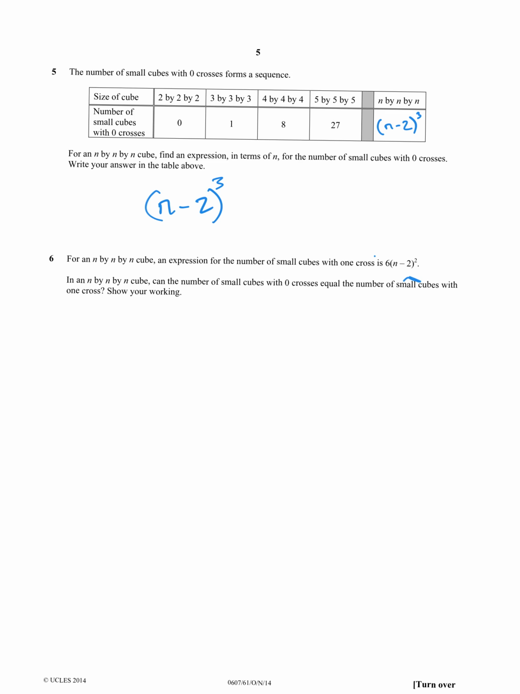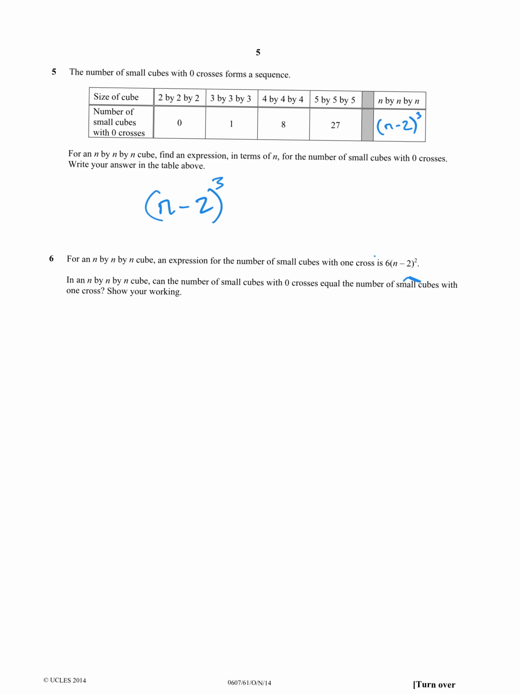Okay. What's the next question asking us? For an n by n by n cube, an expression for the number of small cubes with one cross is 6 brackets n minus 2 all squared. I just tried to erase that, it's not working. Never mind.